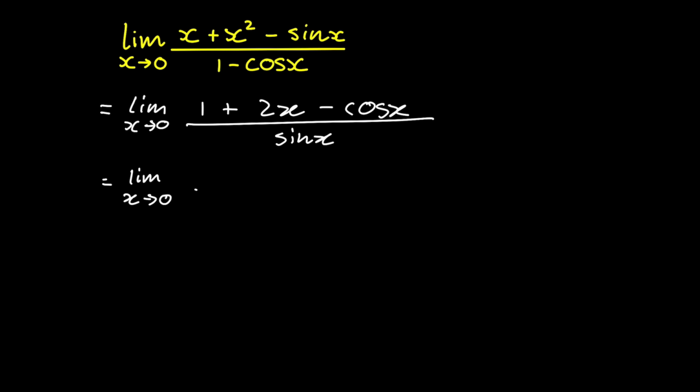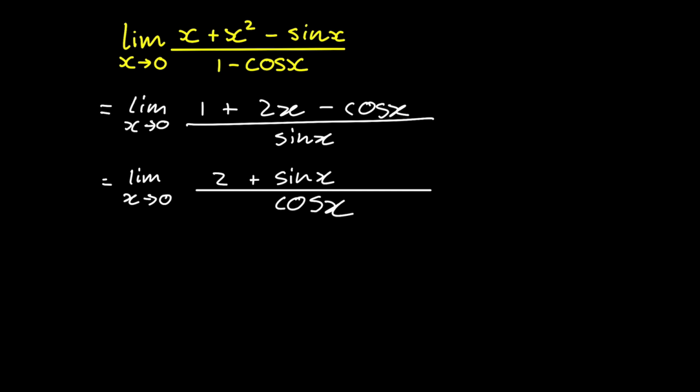So the limit as x approaches 0. And then the derivative of this numerator: the 1 is a constant, so it becomes 0. And then the derivative of 2x is just 2. And the derivative of cosine of x is negative sine of x. But there was a negative here, so it is plus sine of x. And the derivative of sine of x is cosine of x.